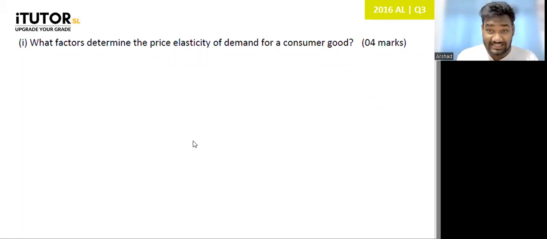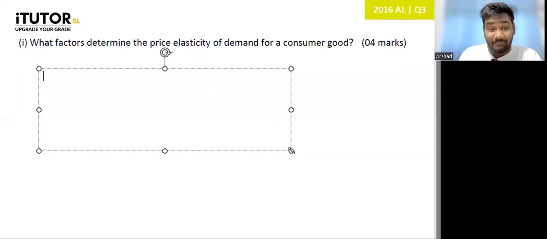Again, 2016 was a year where you had 2 questions from unit number 1. Okay, that's why it's question number 3. What factors determine the price elasticity of demand for a consumer good? Can you quickly give me the determinants of price elasticity of demand? What are the determinants? Factors that affect PED.